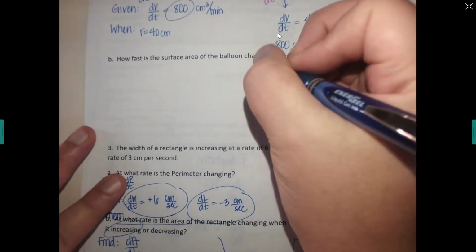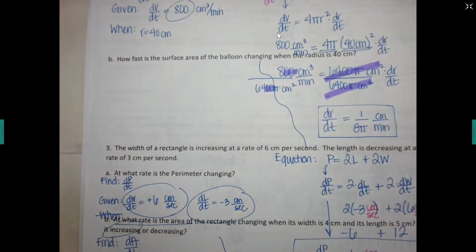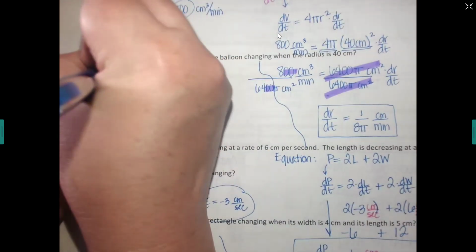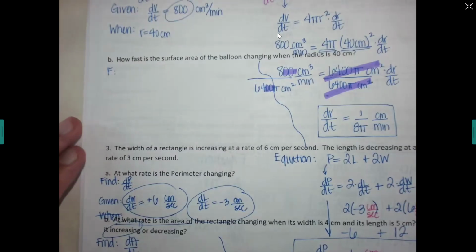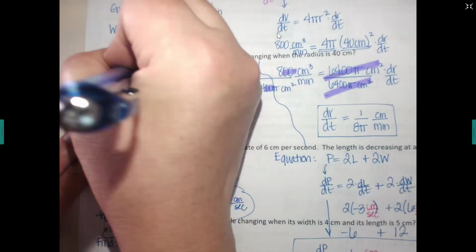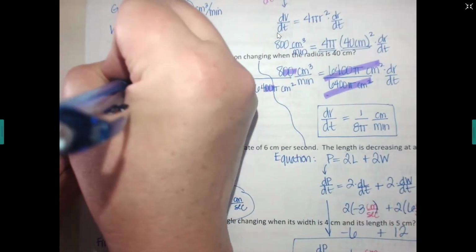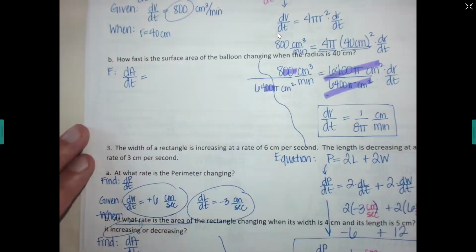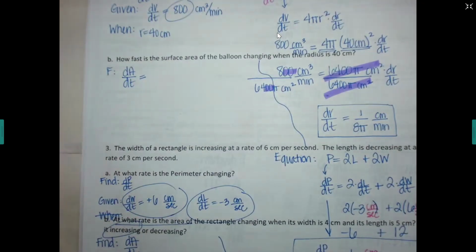Okay? All right, let's do part B. The only thing we're going to change is what we're finding. This time we want how fast the surface area is changing. So I'm going to call that dA dt. And then I want you to peek back at your formula chart. You do not have to memorize all of those. Okay, if they use them on the AP test, they'll put it in there.